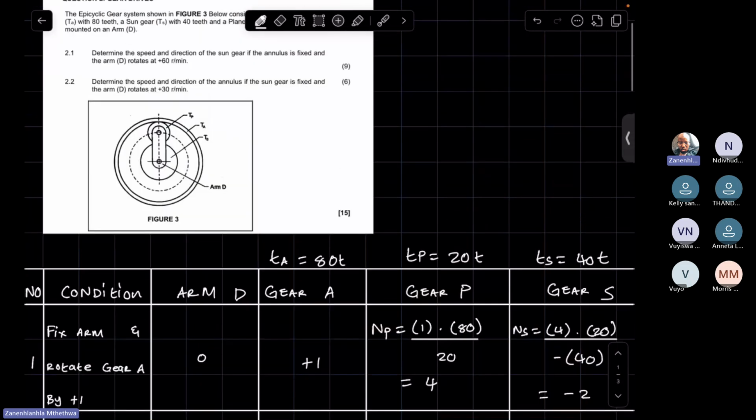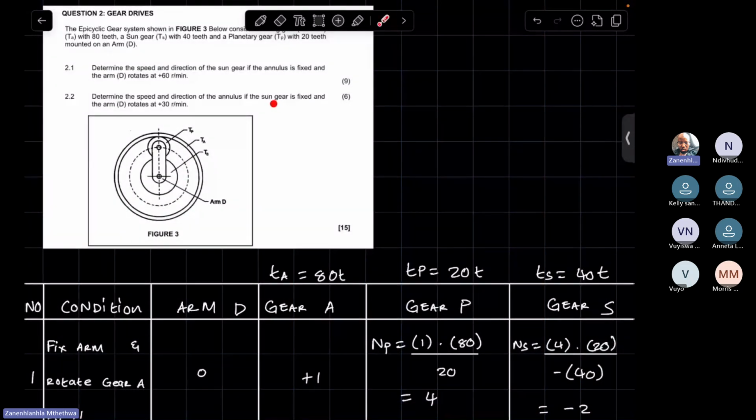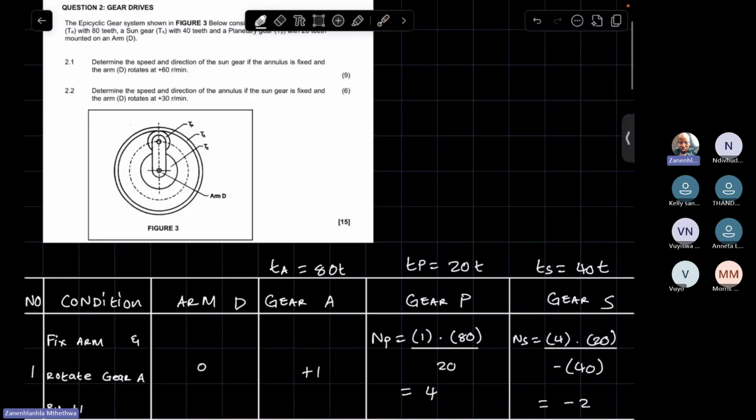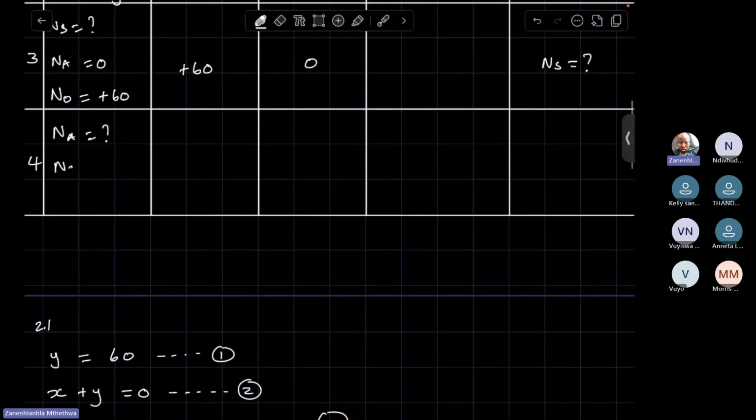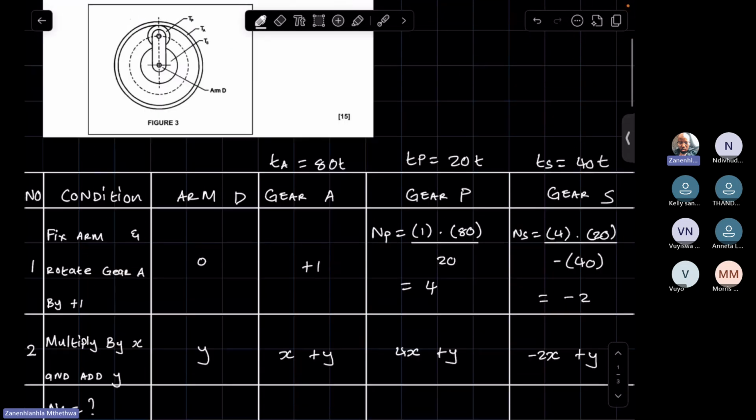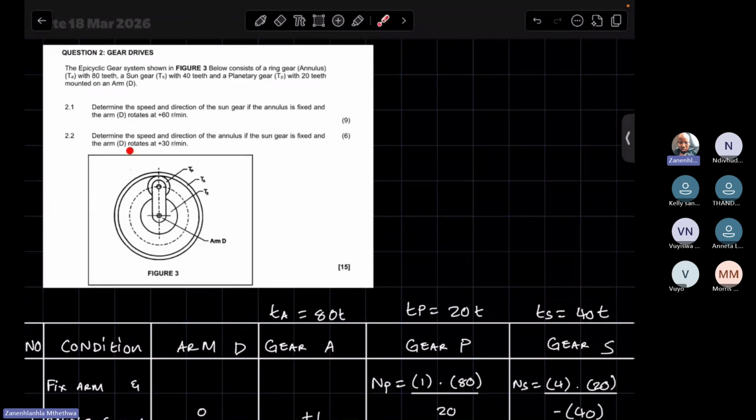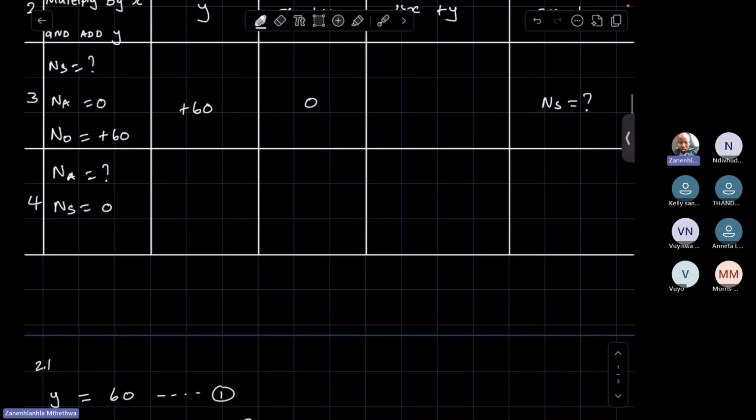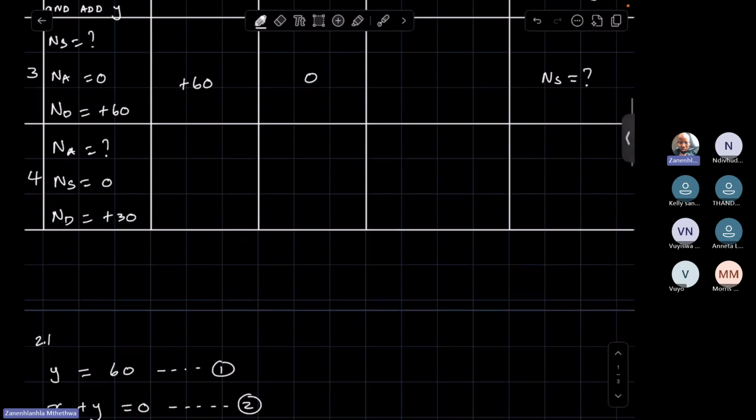Now, the two assumptions. The sun gear is fixed, so the sun gear, that's NS, is 0. And the arm D rotates at plus 30 revs per minute, so it's rotating at 30 revs per minute in a clockwise direction. So arm D, that is ND, is positive 30. We have all the three quantities that we need to complete this fourth condition. We're looking for NA, this is the column for NA.